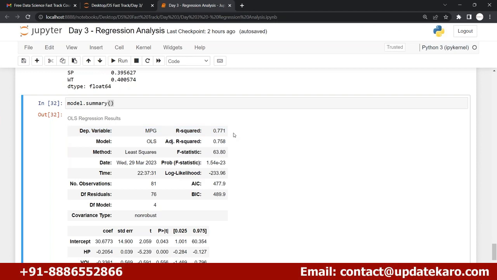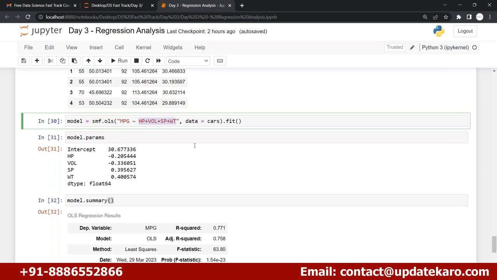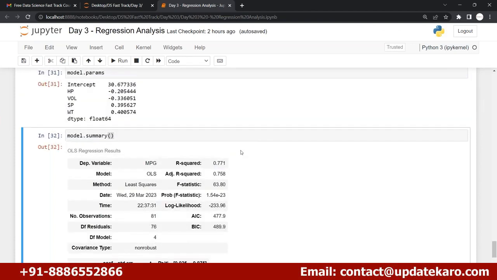Now the interpretation of the R square value is that there is 77% of variation, or percent of information, of the MPG (miles per gallon) column which is explained by these remaining columns, which are nothing but horsepower, volume, speed and weight. Got it? Which means that this model is again somewhat a powerful model.